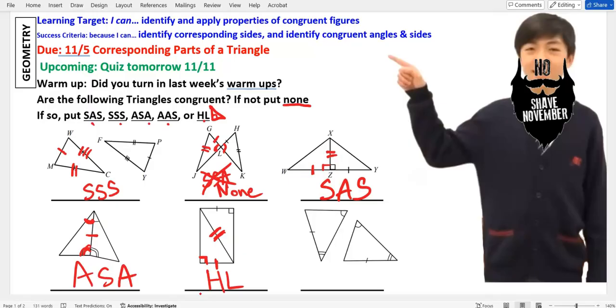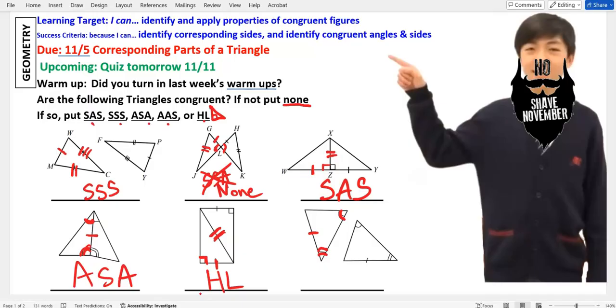Now, last one. What are the three things in order? What is this? Angle, and then angle, and then side. Here's the deal. This one gets very confused. Should you go angle, side, angle, or angle, angle, side? Is it ASA? Is it AAS? Here's how you can tell.